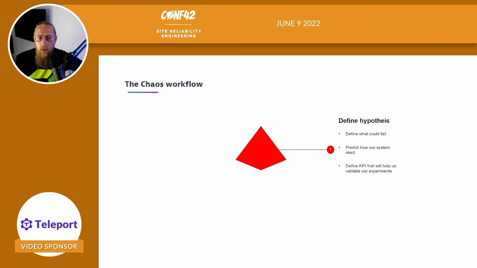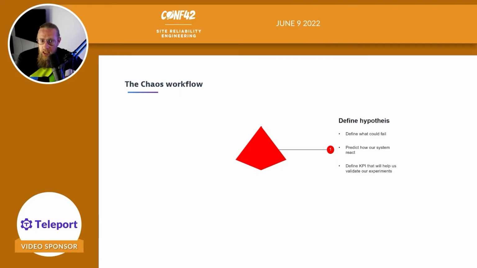So first, the process has three steps. The first step is we need to define hypotheses. So we can say, okay, I've designed my app, I know the architecture, I know the system, what could go wrong? What could fail? For example, I have a connection to a database, I may assume that I can have network connectivity issues between my system and database. That could be a problem.